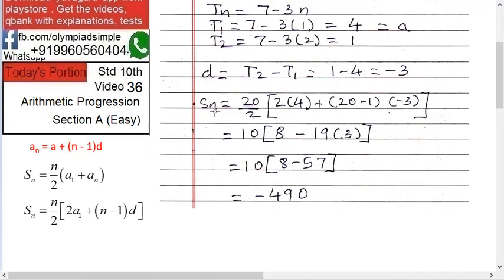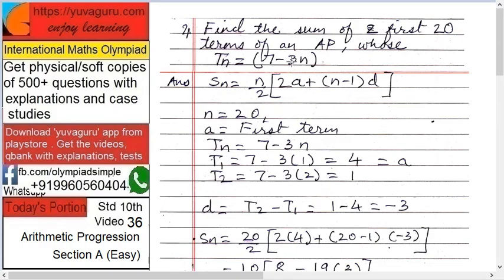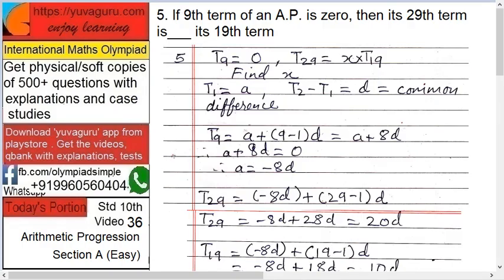Now it's easy. Sn equals 20 upon 2 into 2A, or A1, you can write it. So 2 into 4 plus 20 minus 1 into minus 3. Solve this. 8 minus 19 into 3, right, into 10. So solve this again. You get minus 490. So the sum is minus 490.